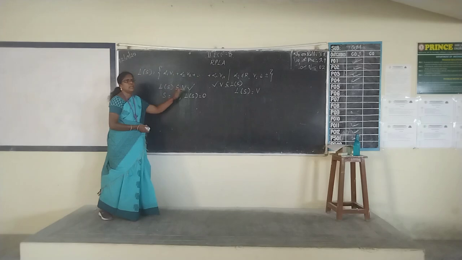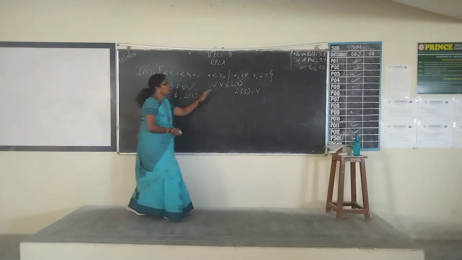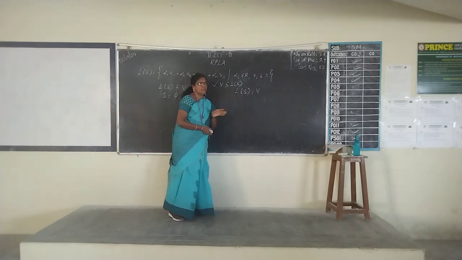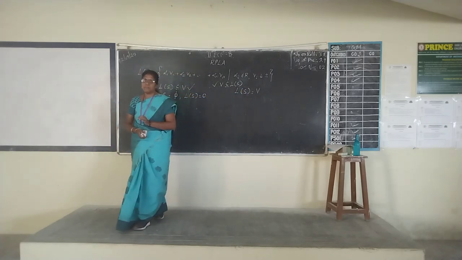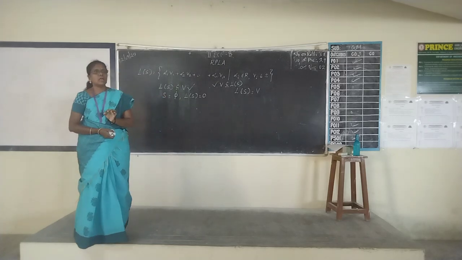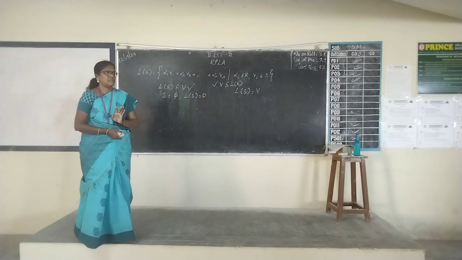We expect L of S to be inside V. And V is inside L of S. When is that possible? Only if both are equal.